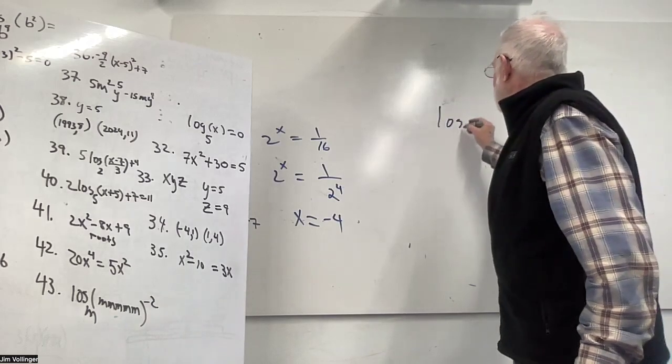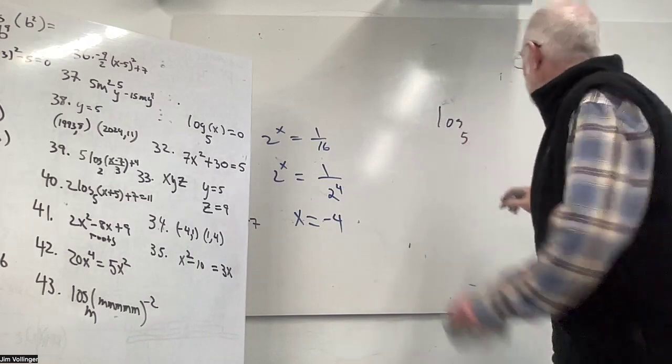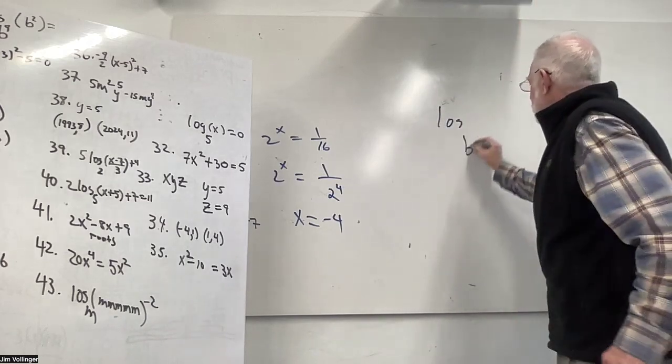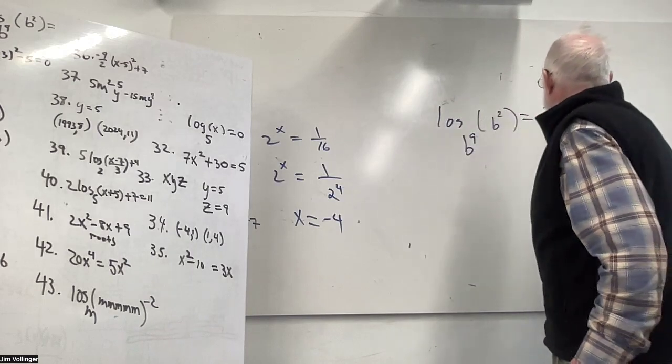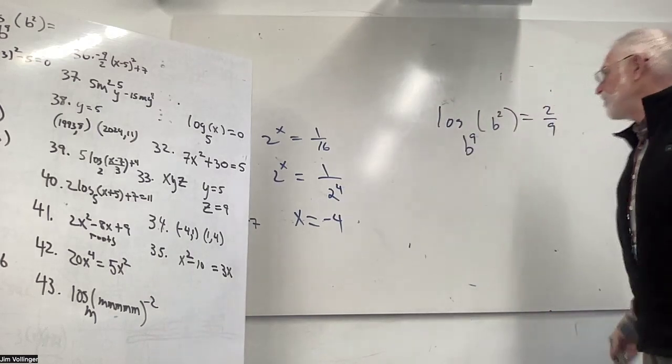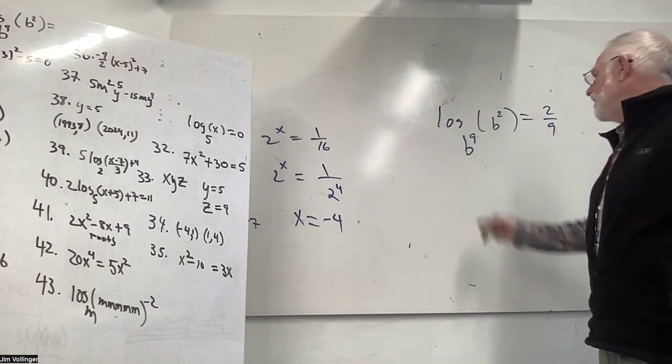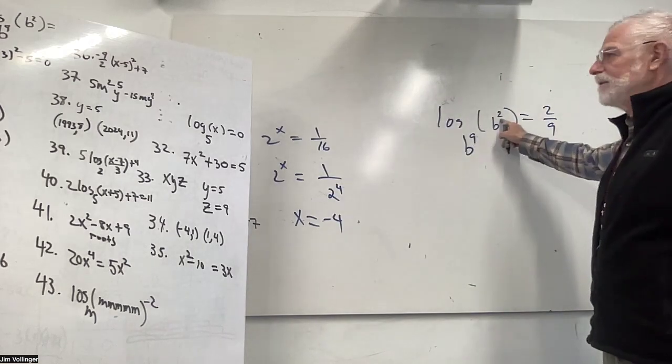So log base 5 to the 9, b to the 9, b squared, and I'll just tell you what your answer is. It's 2 over 9. And now I'll show you how you could get it. Well, you don't need any work. We don't want something to the 9. We want it to the 2.